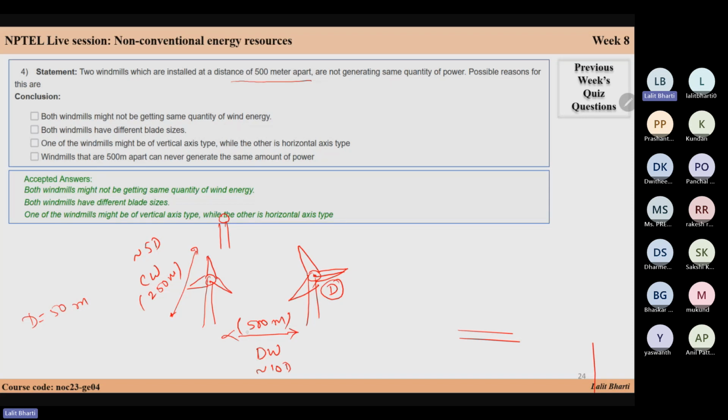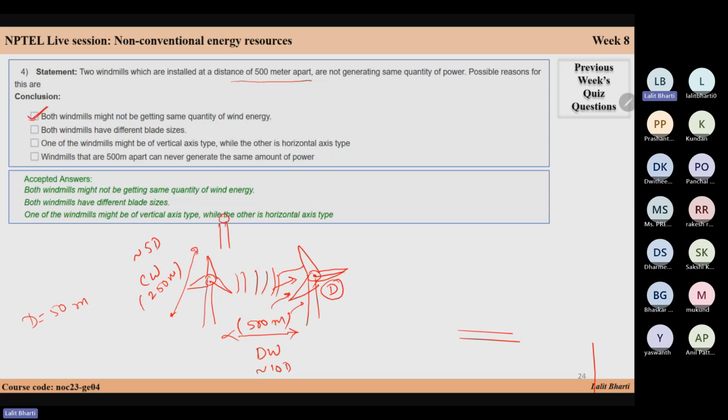If they are not in the 500-meter range, or their distance is not kept at 500, then their wind quality will not be the same, because one will generate a drag. Let's say this one is generating the drag, so the wind will be affected by this drag and the efficiency will be lost for the second windmill. So option 1 is correct.